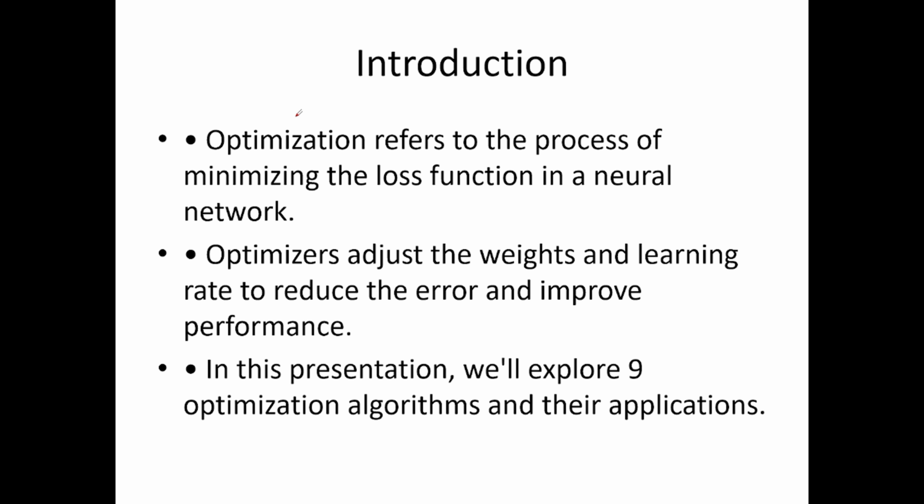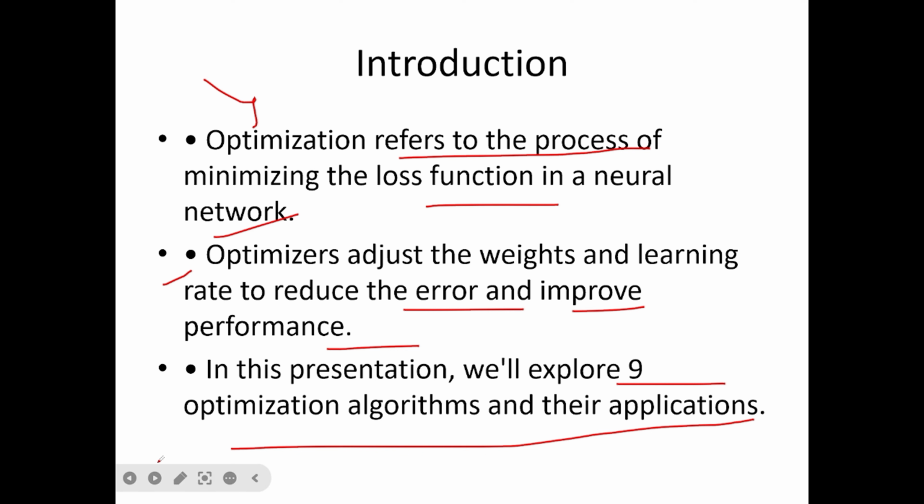Optimization refers to the process of minimizing the loss function in a neural network. This is our first key point. Optimization adjusts the weights and learning rate to reduce the error and improve performance. In this video, we will explore 9 optimization algorithms and their applications, with a clear code example for each. We will explain how they work, where they are used, and the pros and cons of each optimizer.